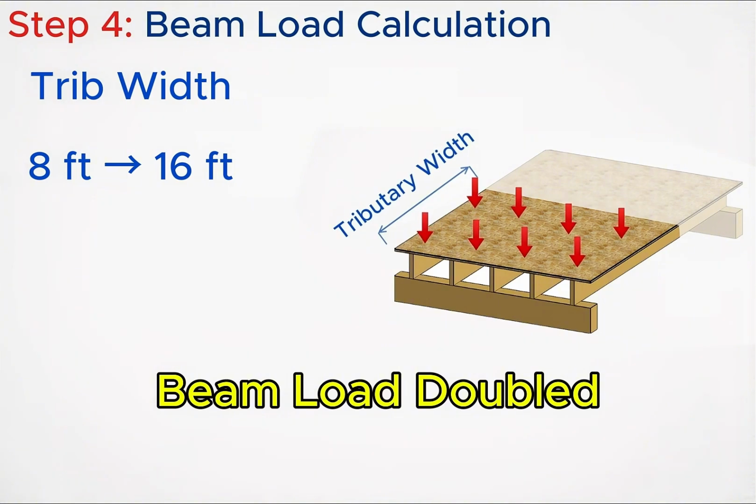One common mistake beginners make is using the PSF value directly for beam calculations. Another common mistake is using the entire roof width instead of the tributary width. Both mistakes can lead to the wrong beam design. As engineers, we don't just copy numbers from a plan. We need to understand where those numbers come from and how the load travels through the structure.